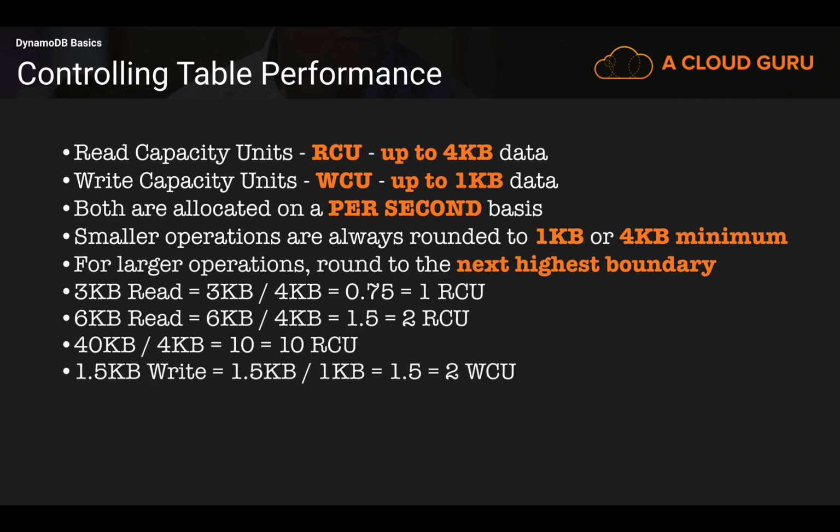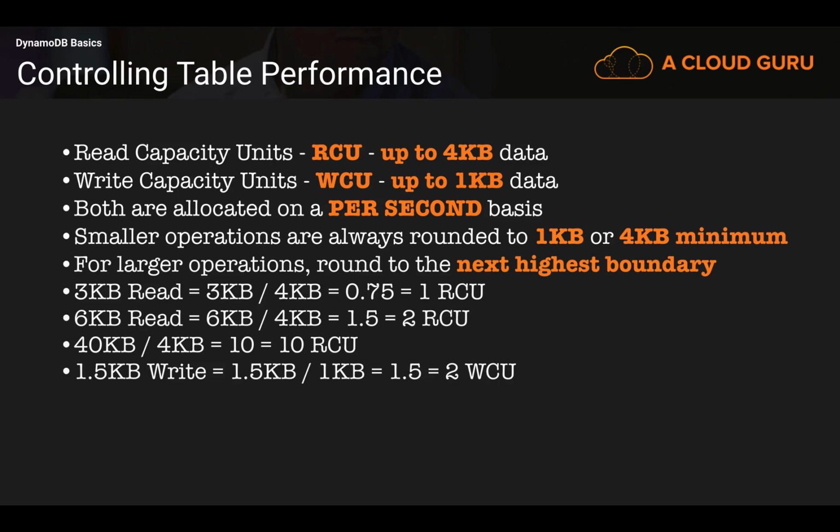Now the maths is the same for writes, except that writes are in 1 kilobyte units. So a 1.5 kilobyte write is divided by 1 kilobyte, which gives 1.5 raw units, and that's rounded to the next highest whole number, which is 2. So a 1.5 kilobyte write uses 2 write capacity units.